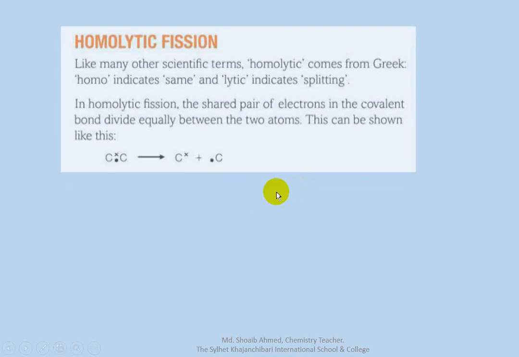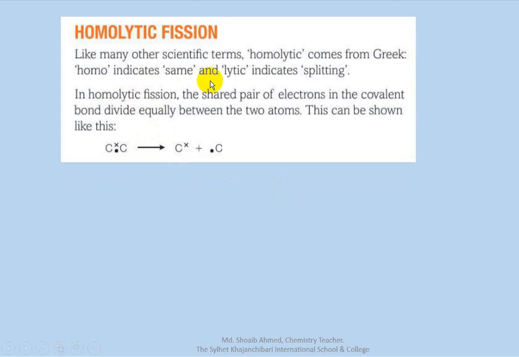Now homolytic fission. Like many other scientific terms, homolytic comes from Greek homo, which indicates same. Lytic indicates splitting, and splitting means breaking. In homolytic fission, the shared pair of electrons in the covalent bond divides equally between the two atoms. This atom takes one electron and this atom takes one electron, so they form unpaired electrons. These are called free radicals.